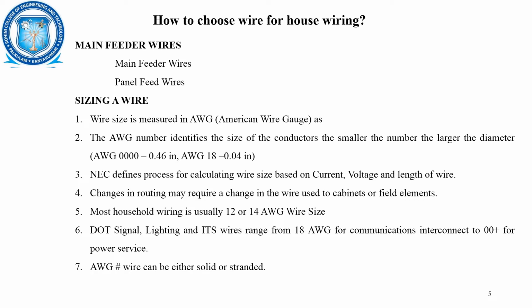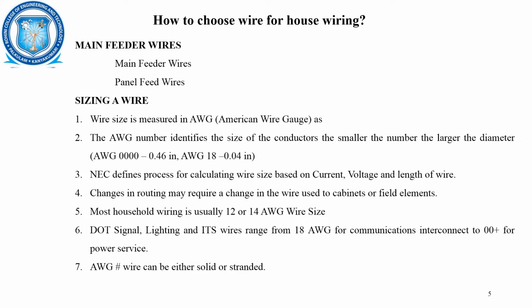There are two main feeder lines. One is the main feeder and the next one is the panel feed wires. These two feed wires are the main ones through which the corresponding wires are connected. Next, let us see the sizing of a wire.